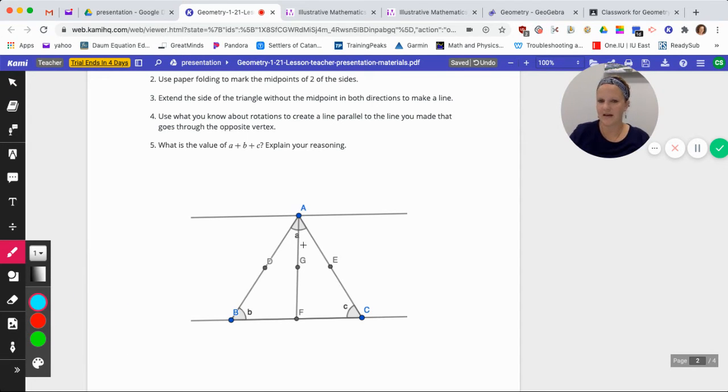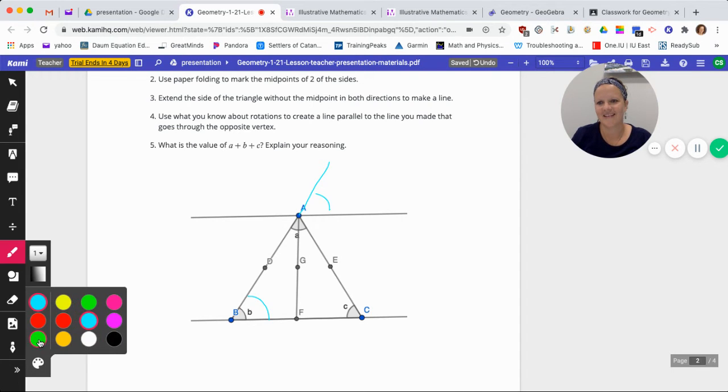All right, we know that angle B is corresponding up there. We know that angle C, just extend this line, is corresponding up here. I know these are vertical angles, so those are congruent. So I can name that C, and these are vertical angles. So I can name that B.